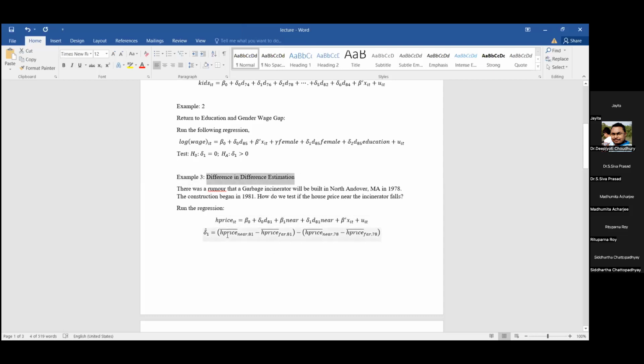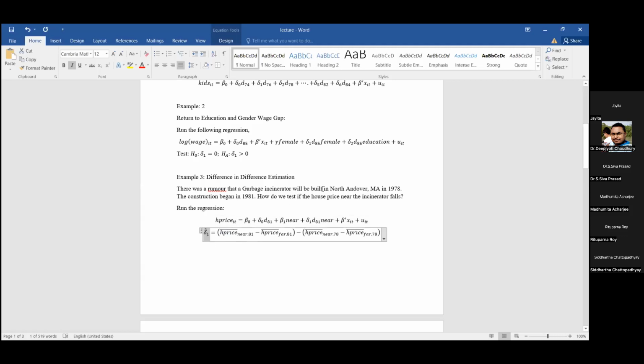As I said again, if I have the data of housing price, the average housing price in 1981, average housing price in 1978 for two types of houses can be easily calculated, and I can calculate this right hand side very easily. But unless and until I obtain this right hand side variable from a regression analysis, I cannot do their significance testing. Because now if I run this regression, I get the estimated value of delta 1 hat, and I'll also get the standard error. From there, I can get the t statistic.